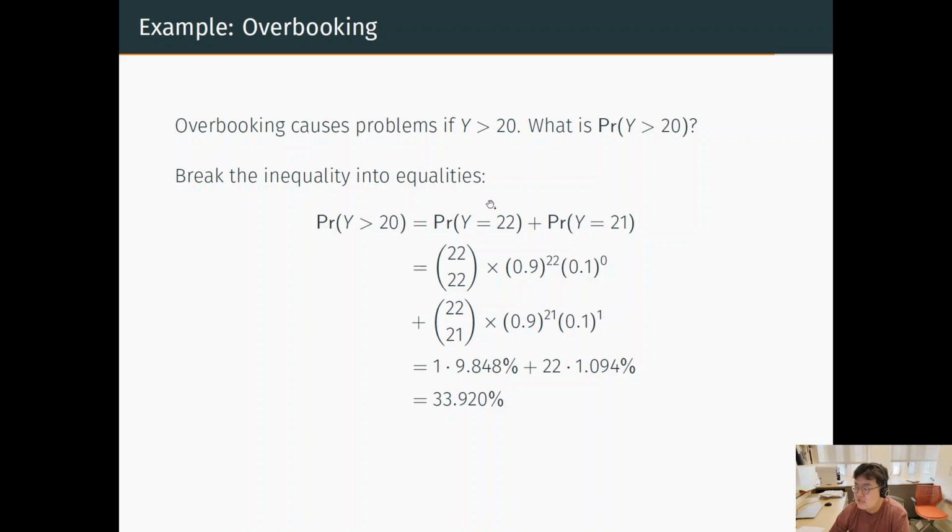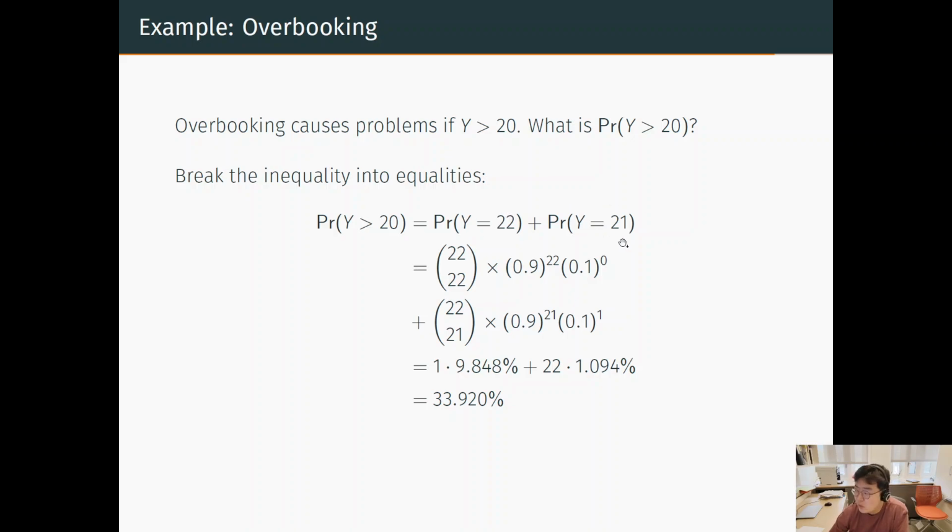So this is when no cancellation happens. Out of 22 reservations, all 22 tickets are still valid. So that means 90% happened 22 times and 10% did not happen. So actually you don't multiply 0.1, right? The exponent of 0 means you do not multiply 0.1. That is the probability of 22.